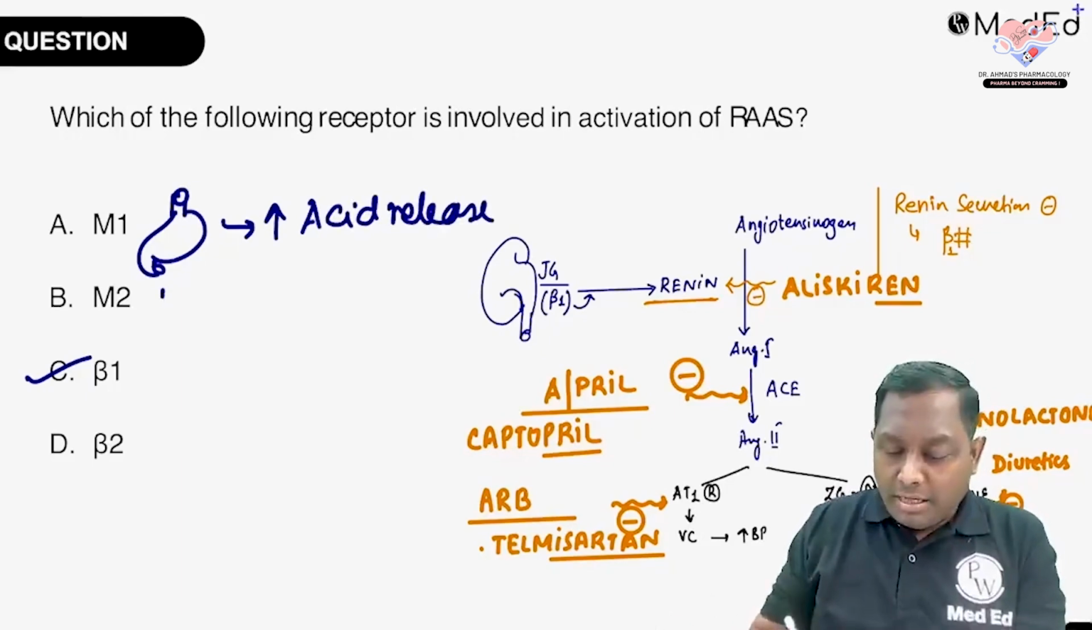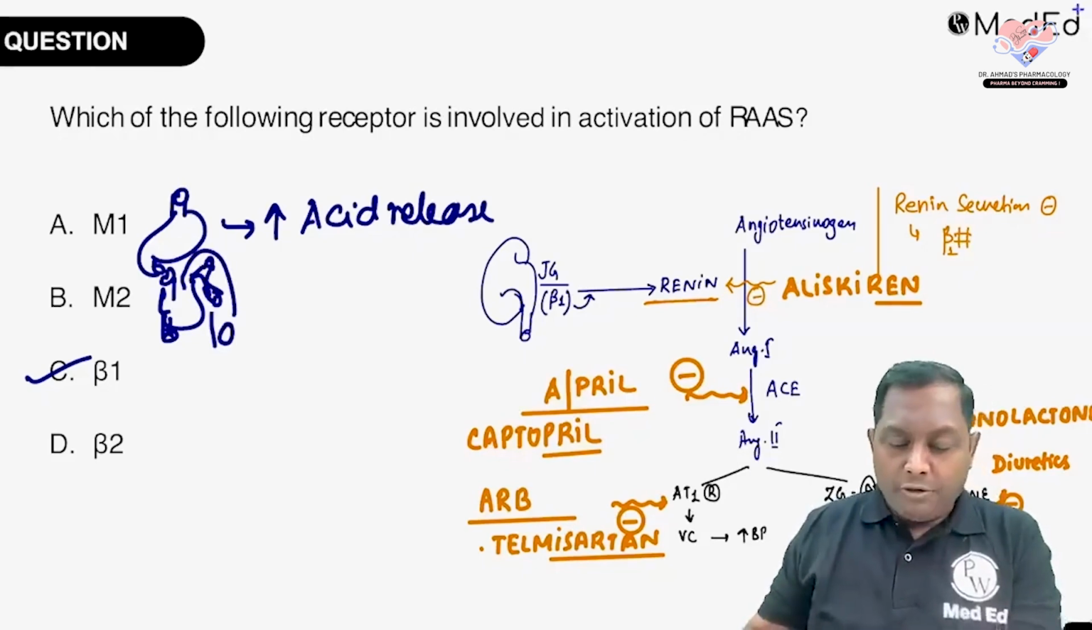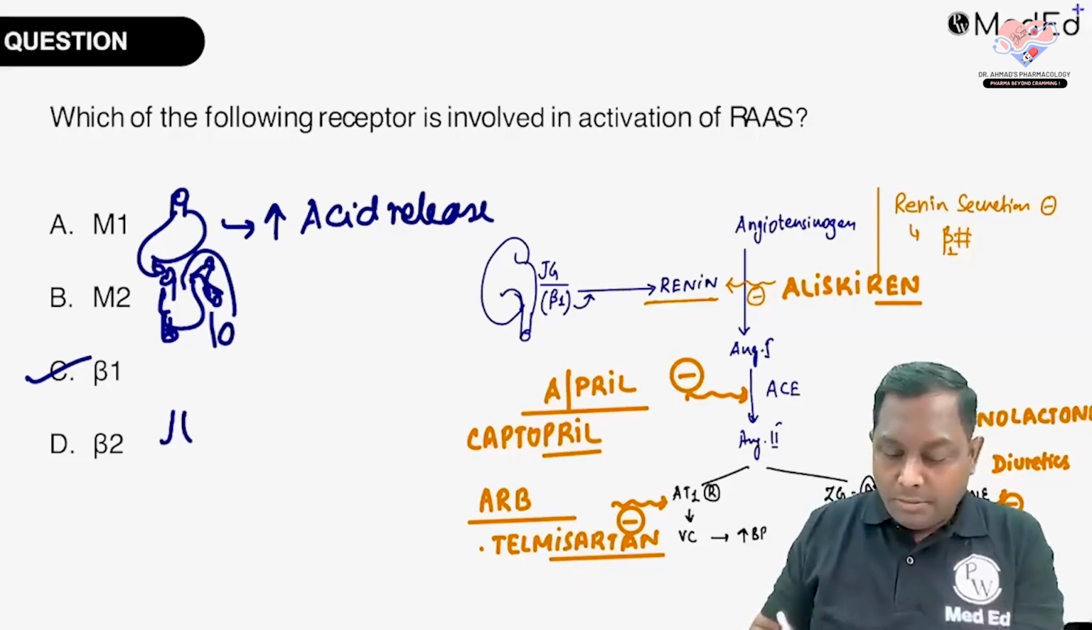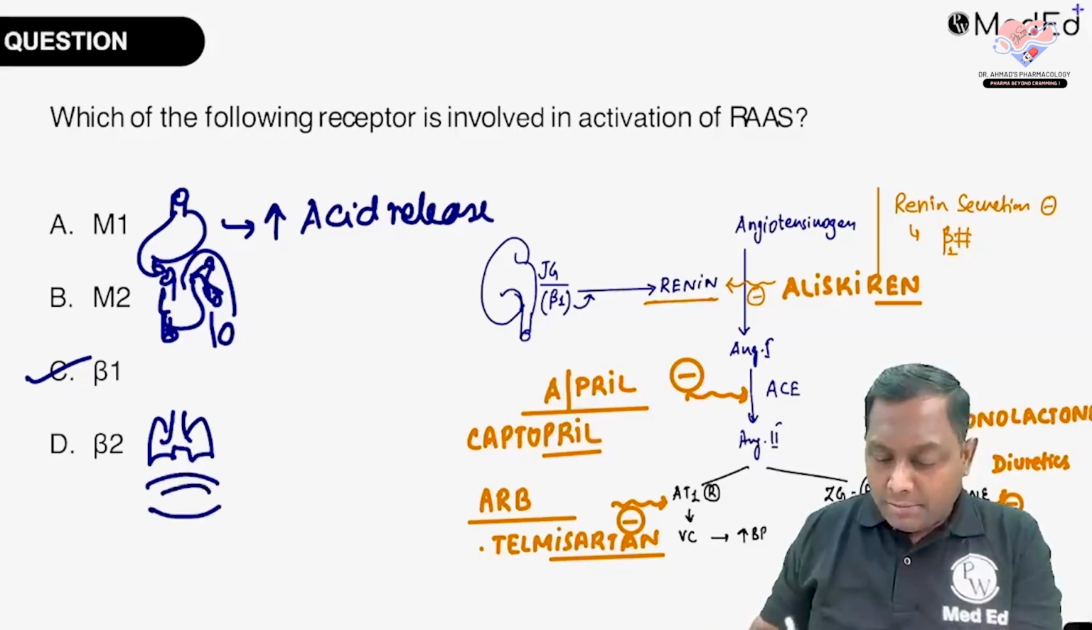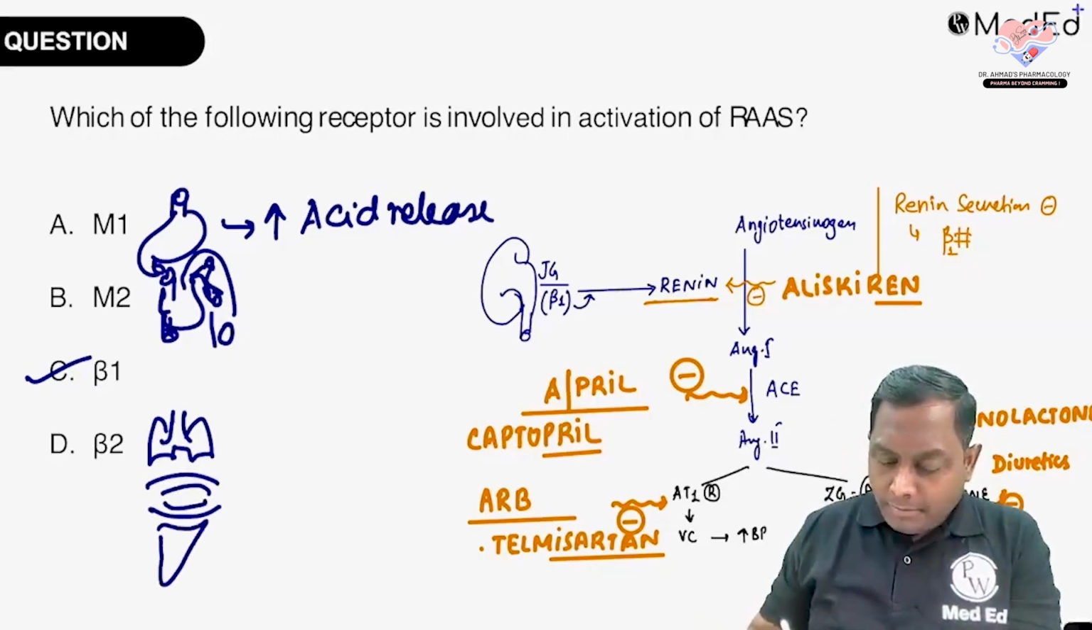M2 is mainly present on the heart. Okay? Beta 2 is present in many places. For example, beta 2 can be present on the lungs. It can also be present on the skeletal muscle. Okay? Beta 2 is also present on the liver.